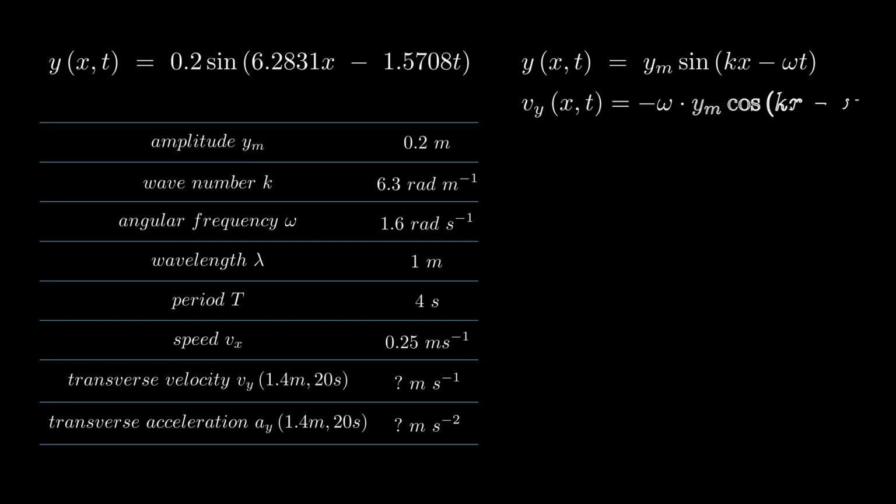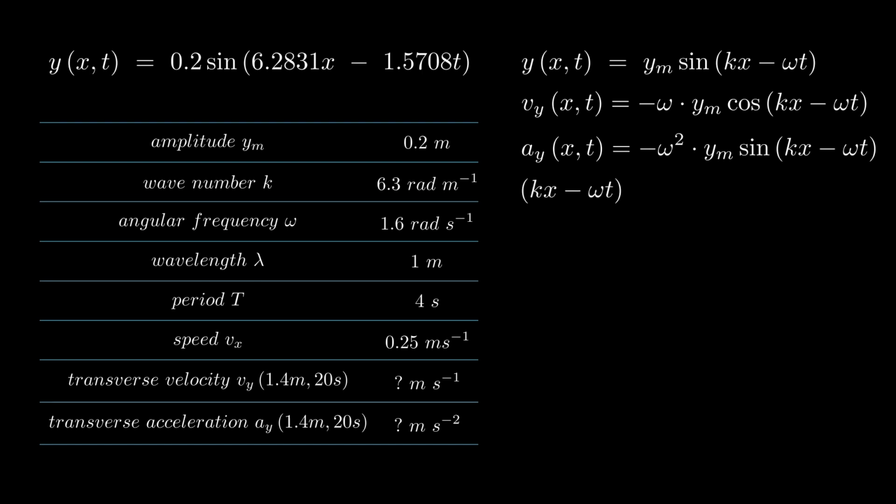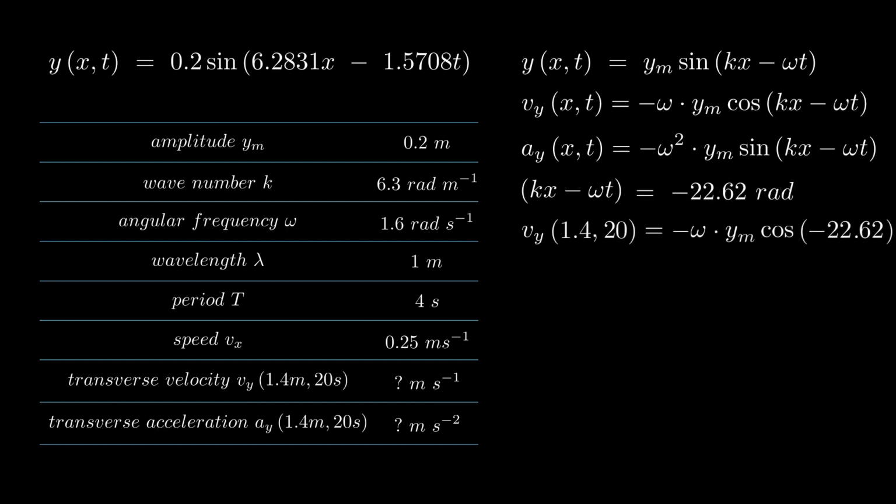In the previous example, we derived expressions for the transverse velocity and transverse acceleration. To start, we'll determine the phase of the wave at a distance of 1.4 meters, and at 20 seconds, using this expression. Then, we can substitute the calculated phase into the velocity expression to find the transverse velocity at a distance of 1.4 meters and at time 20 seconds. The transverse velocity of the wave is given as 0.25 meters per second in the positive direction.